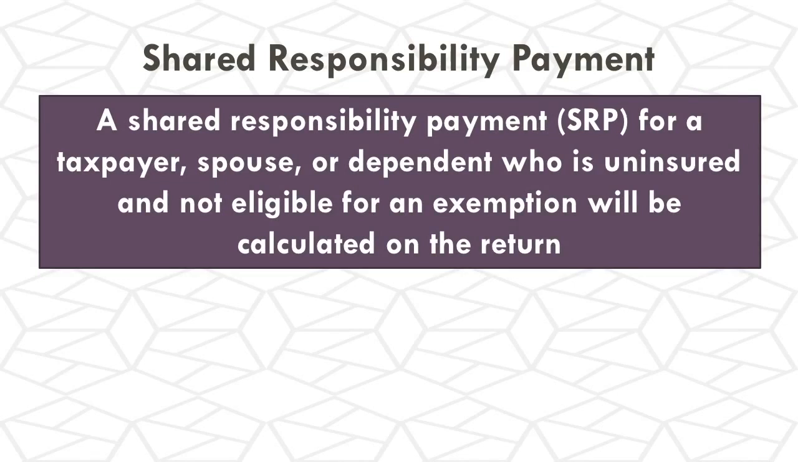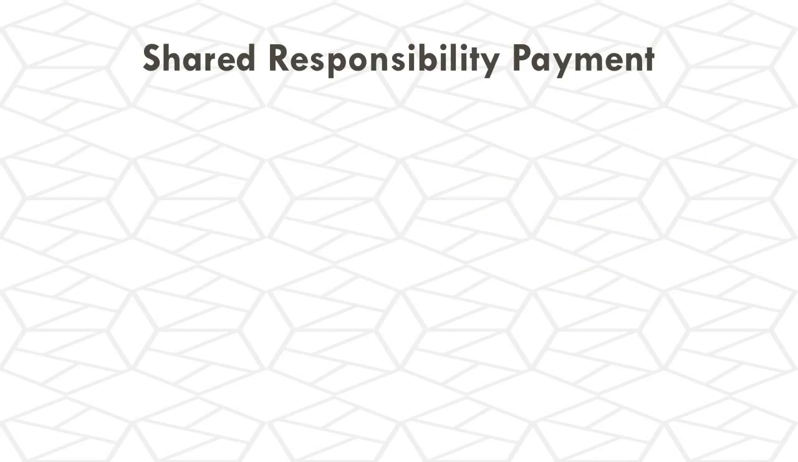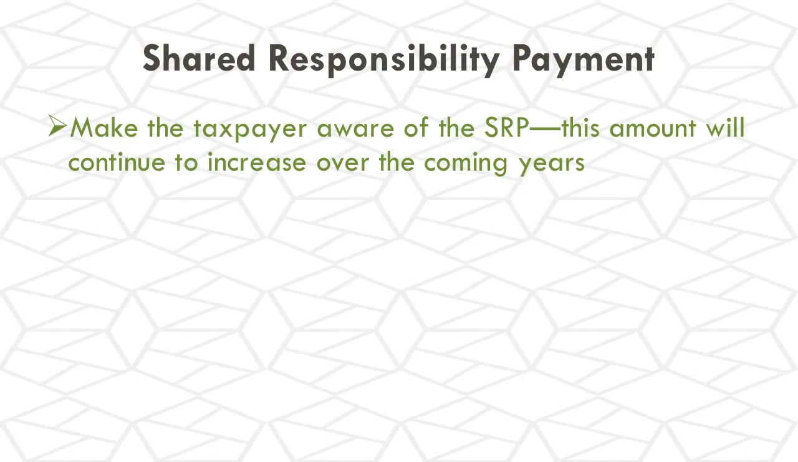Let's talk lastly here about the shared responsibility payment. So a shared responsibility payment for a taxpayer, spouse, or dependent who is uninsured and not eligible for an exemption will be calculated on the return. So you should make the taxpayer aware of this shared responsibility payment. A lot of this is going to happen automatically on the tax return. You're going to have to choose which months that they did not have coverage and also weren't eligible for a health coverage exemption, and then the tax software is going to automatically calculate the shared responsibility payment. But you need to make the taxpayer aware of how much that shared responsibility payment is, because this amount is going to continue to increase in the coming years.